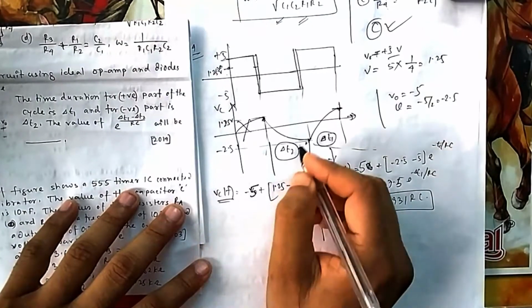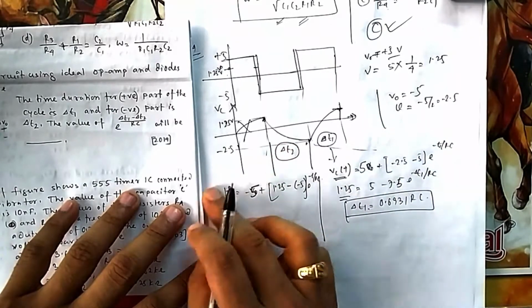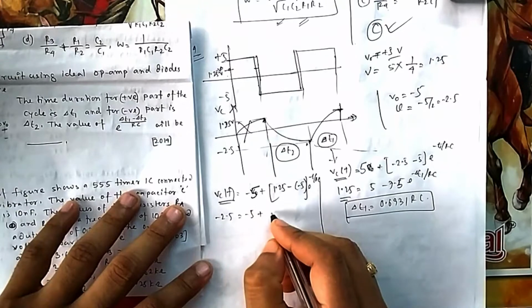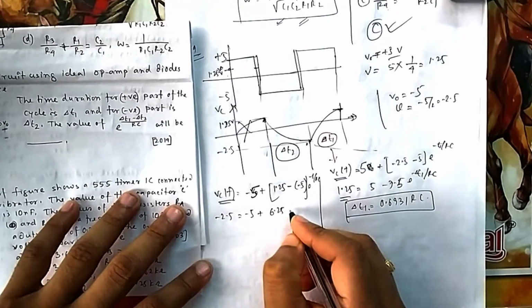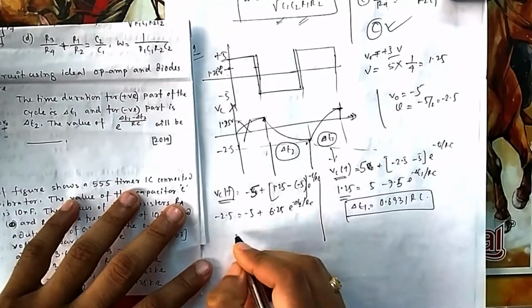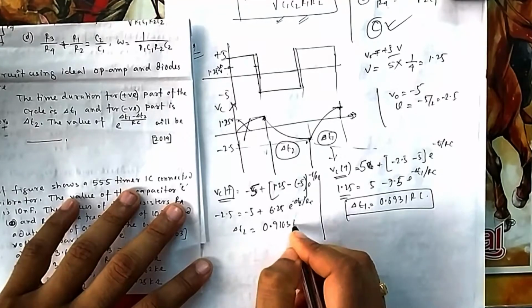So at what level? If I want to find delta T2, I am thinking of when this Vc2 becomes -0.25. That is my thinking. So if I take delta T2 and find it, it will be 0.9163 RC.